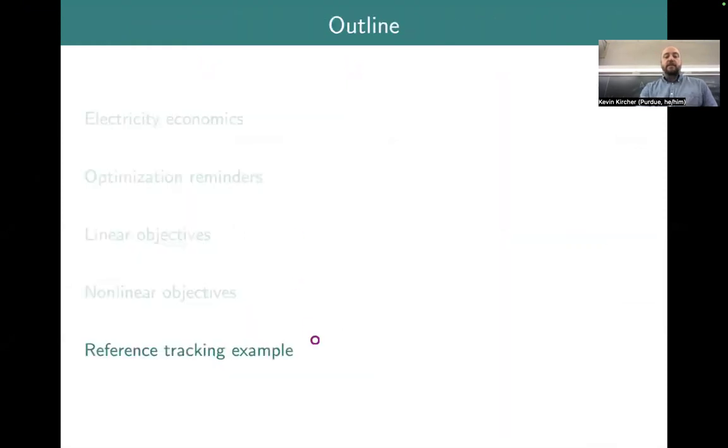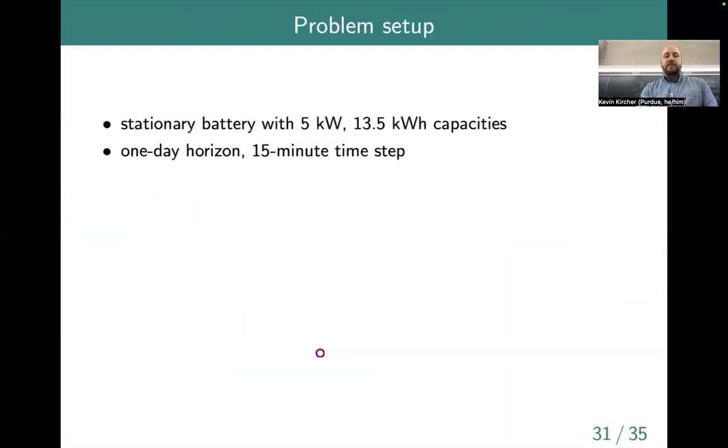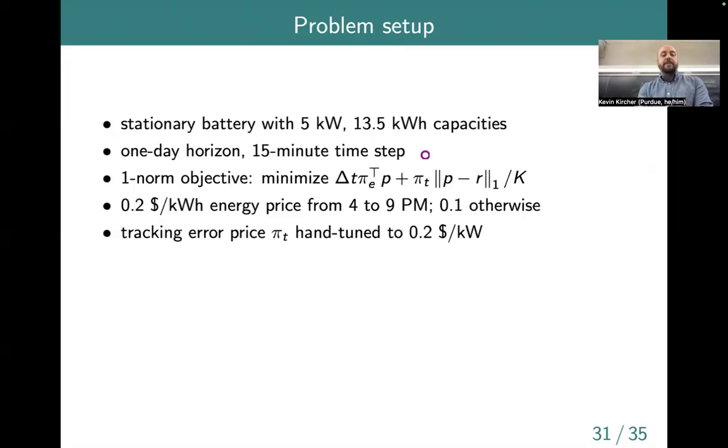All right, so we'll go into this reference tracking example. It's just a few slides. The problem here is very simple: imagine that we have a battery, something like a Tesla Powerwall, maybe. Suppose it has 5 kilowatt power capacity, meaning it can charge or discharge at 5 kW, and 13.5 kilowatt hours of energy storage capacity. So this thing has 2.5 or 3, somewhere in that range, hours of storage capacity. And we'll look ahead over a 1-day planning horizon, and we'll use a 15-minute time step. Nothing special or magical about these, just kind of made up.